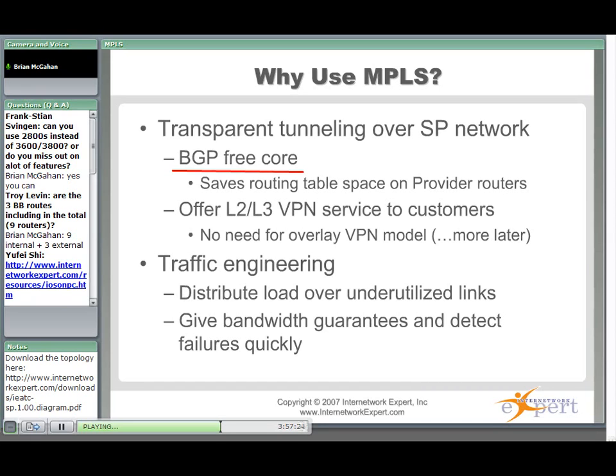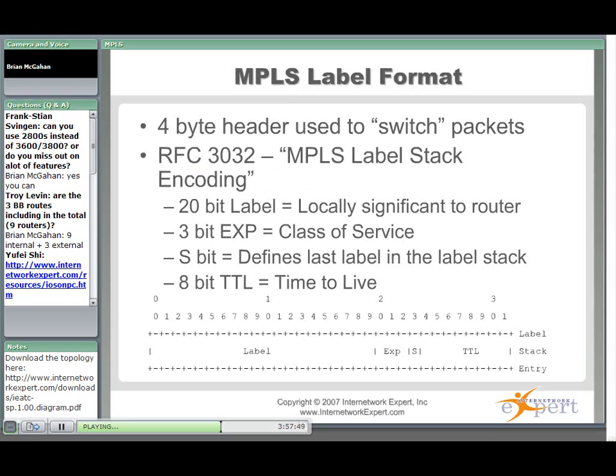Another advantage of it is that we can provide basically sub-second convergence for links between devices. And that's going to be based on a feature called Fast Reroute with MPLS Traffic Engineering. Now, I believe it is listed on the blueprint for the SP exam, Fast Reroute. We'll talk about it briefly, but as of now, with the current versions they're running and the current platforms, you can't actually configure it on any of the routers.